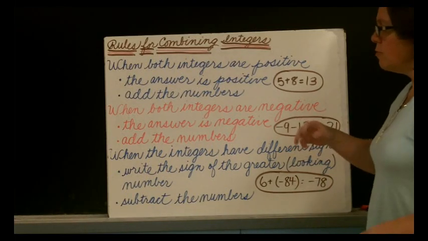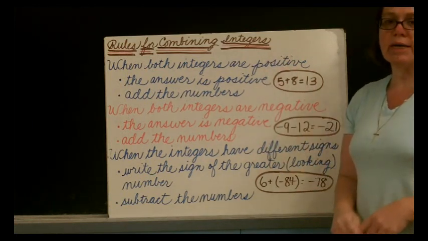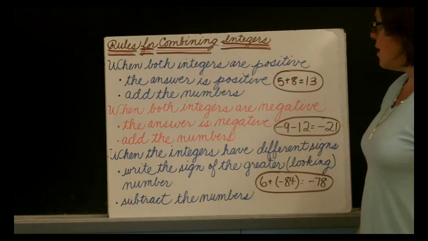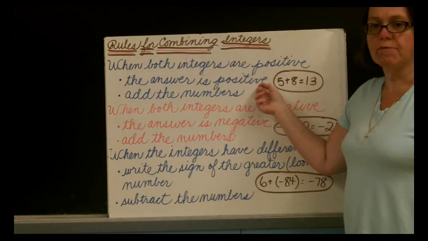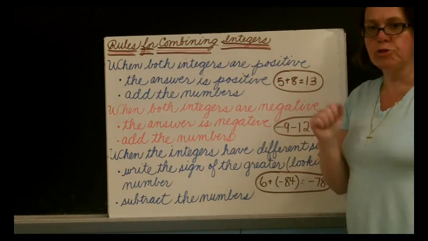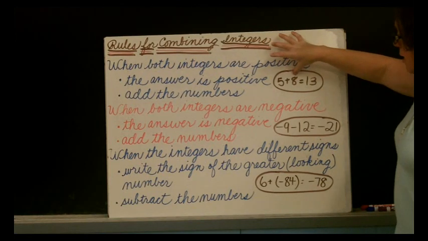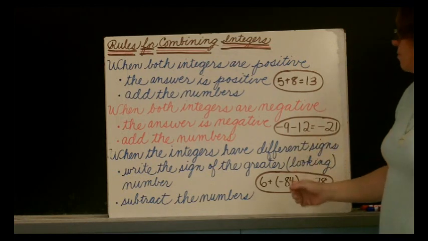Before we get started with our examples, we're going to go over some rules for combining integers. Let's take a look. When both integers are positive, 2 things happen. 1, the answer is positive, and 2, you need to add the 2 numbers. So for instance, here we have a positive 5 and a positive 8, and together they make a positive 13.